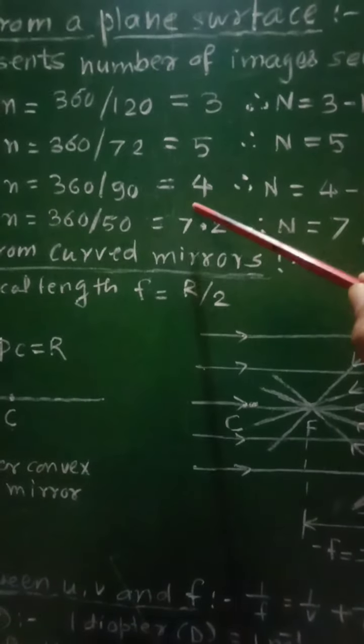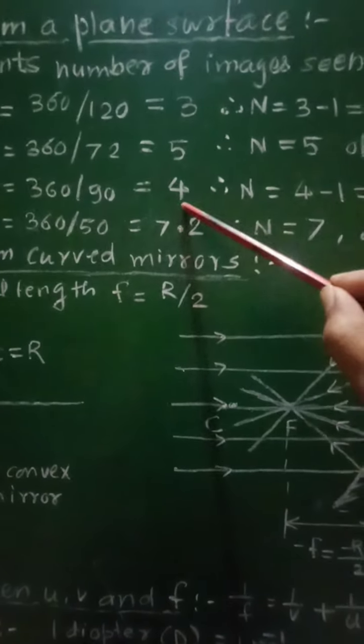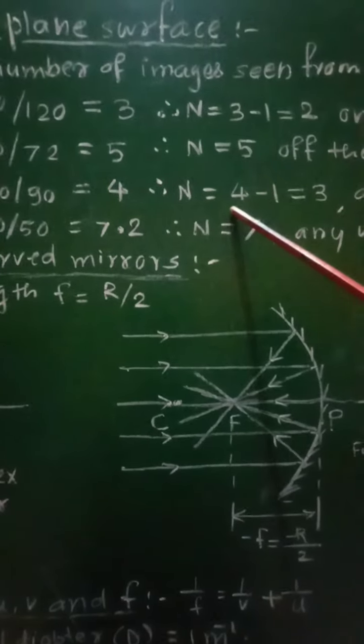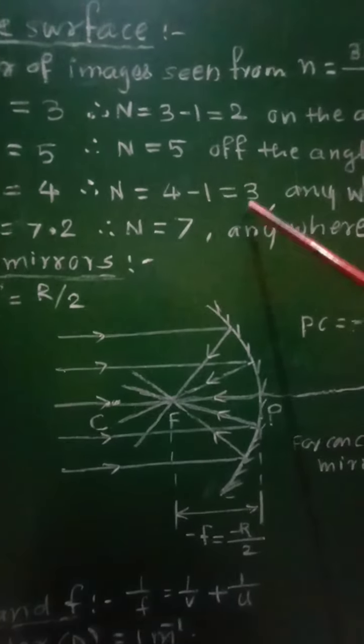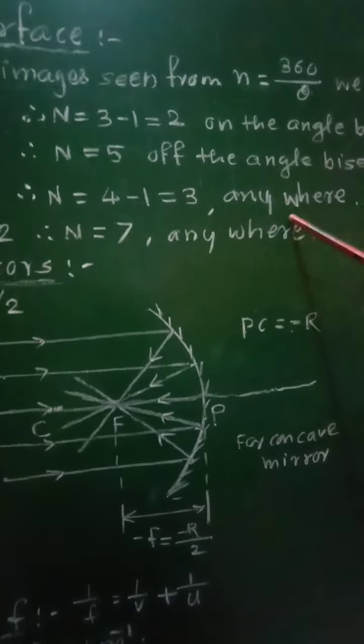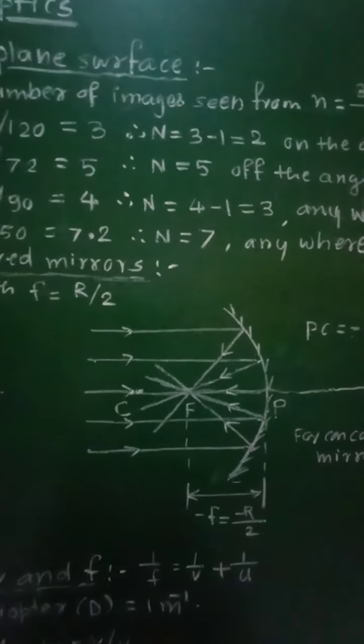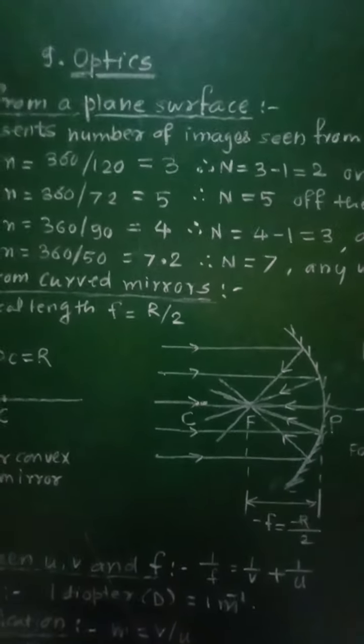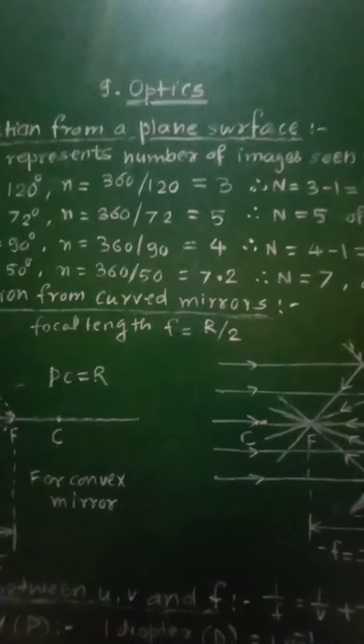So in this case, the number of images formed is equal to 4, and the number of images seen will be equal to 4 minus 1, that is equal to 3. The object position will be anywhere again. Now let us consider the fourth case.